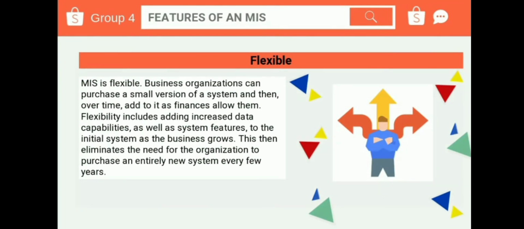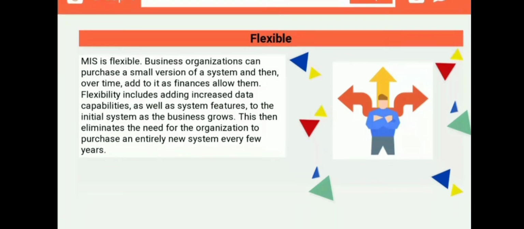Flexible. MIS is flexible. A business organization can purchase a small version of a system and then, over time, add to it as finances allow them. Flexibility includes adding increased data capabilities, as well as system features to the initial system as the business grows. This then eliminates the need for the organization to purchase an entirely new system every few years.